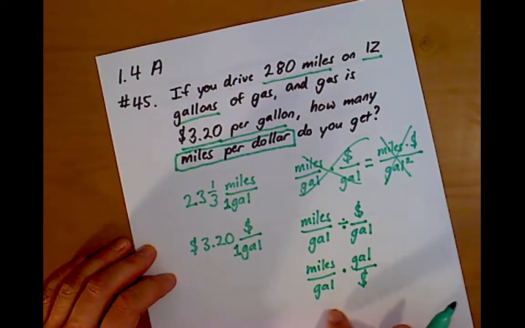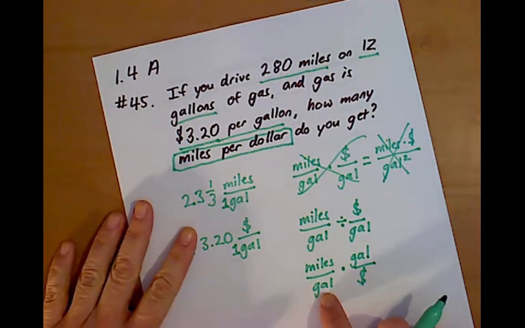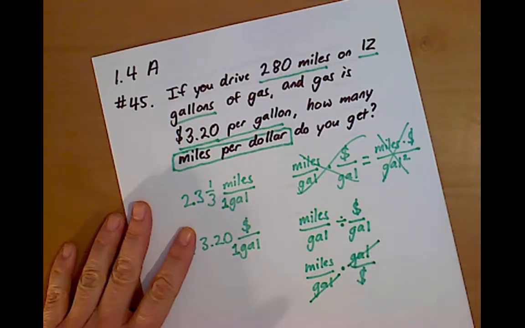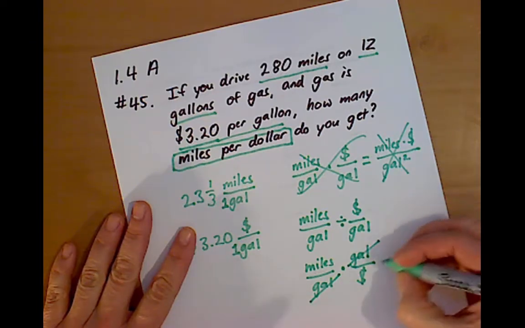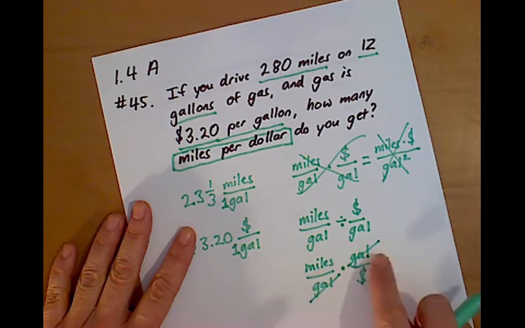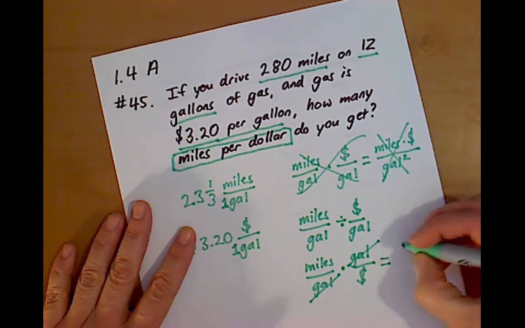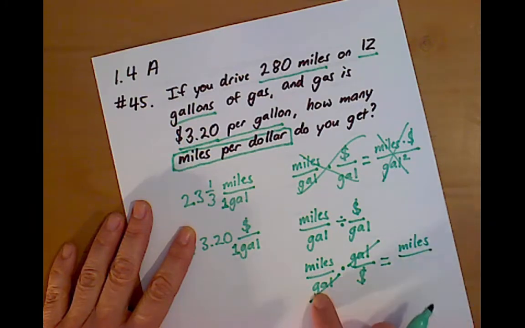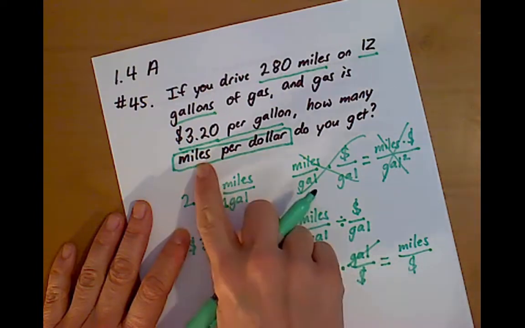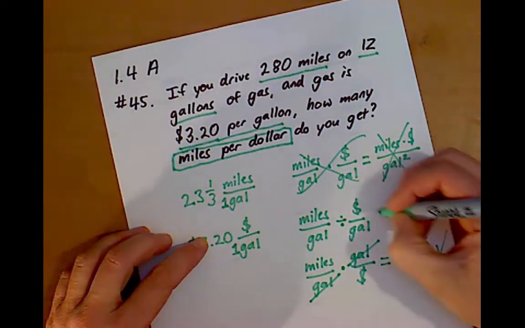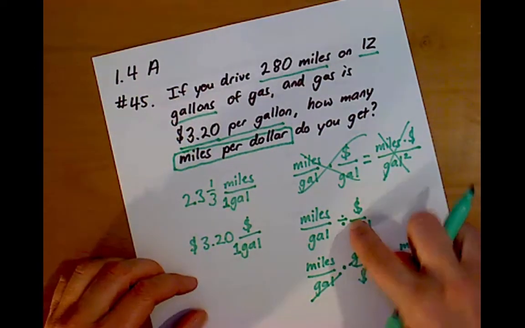All right. Now, in this case, we have gallons here and gallons there. Those two are going to divide to 1. So those are gone. And then all we have left on the top is miles times 1, which is just miles, and then dollars times 1, which is just dollars. So we end up with miles per dollar. That's exactly what we want. So we know that we need to divide, not multiply.